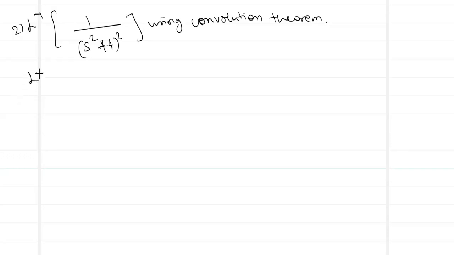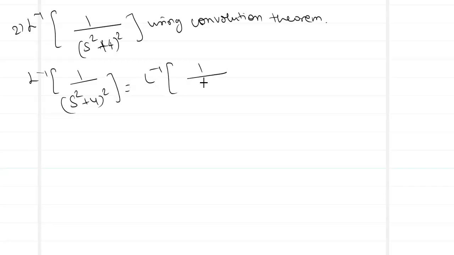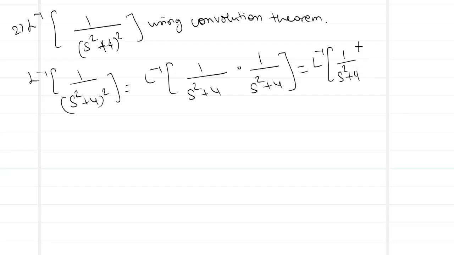Now, how can I split this Laplace inverse of 1 by (s square plus 4) the whole square? I can rewrite this as 1 divided by s square plus 4, product 1 divided by s square plus 4. Whenever I have a product, by the corollary of the convolution theorem, I can split it into two terms, and this multiplication on splitting becomes a convolution of 1 by s square plus 4 with 1 by s square plus 4.